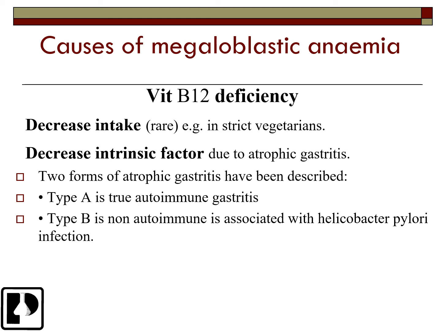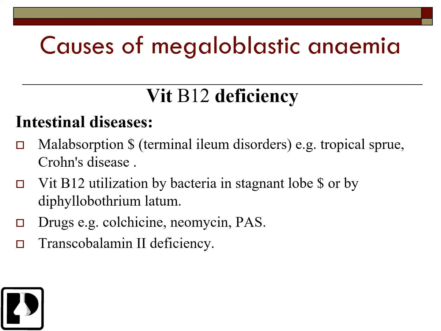This is due to atrophic gastritis. Two forms of atrophic gastritis have been described. Type A is true autoimmune gastritis, with antibodies against the intrinsic factor that inhibit it, and this is what is called pernicious anemia. Type B is non-autoimmune and is associated with H. pylori infection. Overall, in these two types the intrinsic factor will not be secreted, so vitamin B12 does not find its carrier and will not be absorbed.